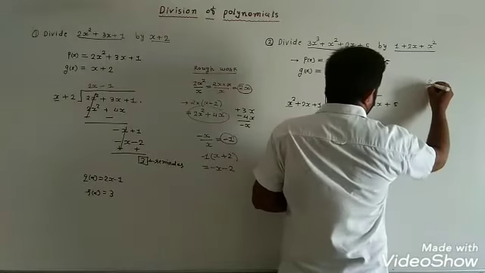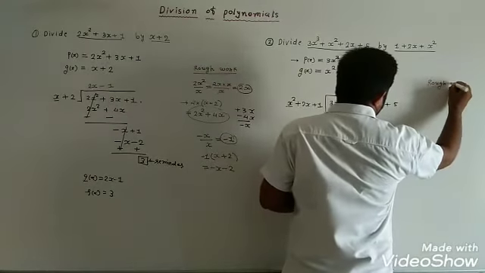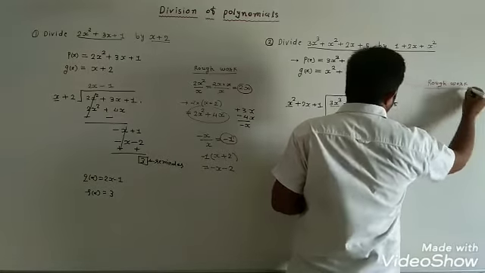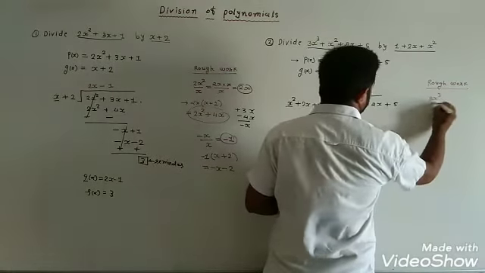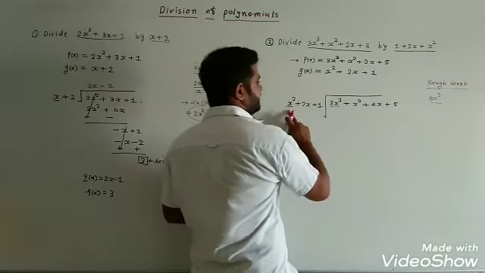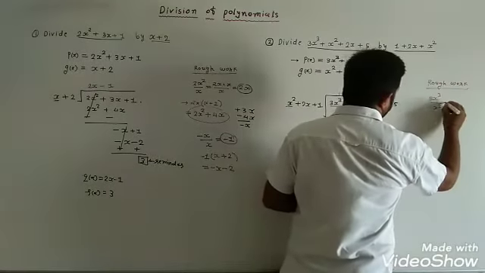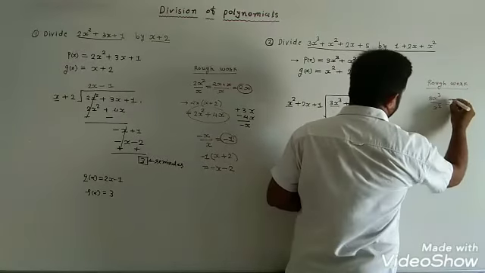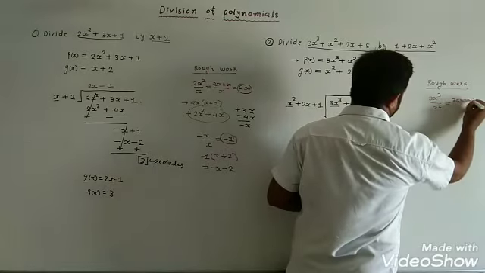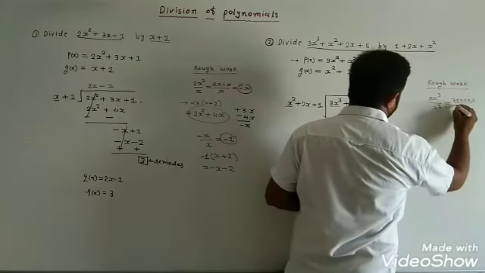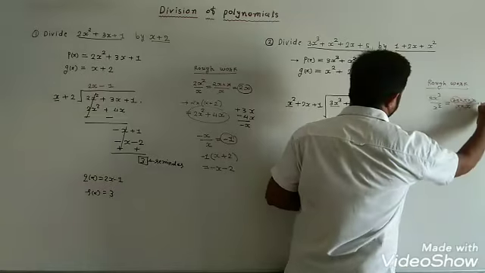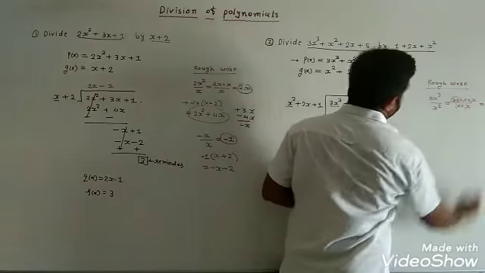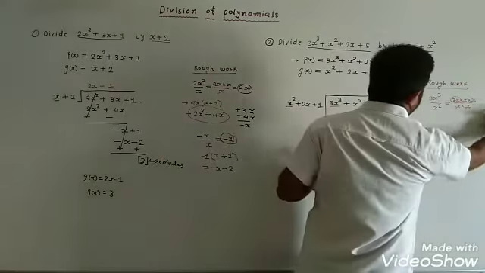So we have to do rough work here. The rough work is 3x cube. This 3x cube is divided by x square. Okay, 3x cube divided by x square means what? 3x into x into x. There are 3x, and in the denominator there are only 2x. X cut, only 3x is the answer. Okay, so the answer is only 3x.